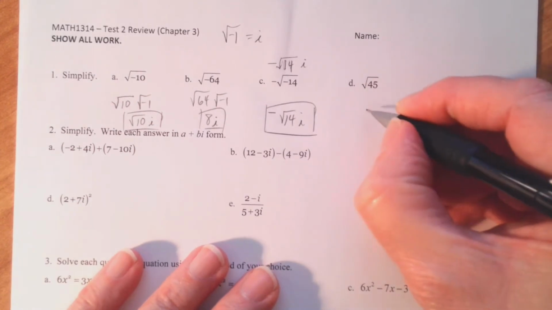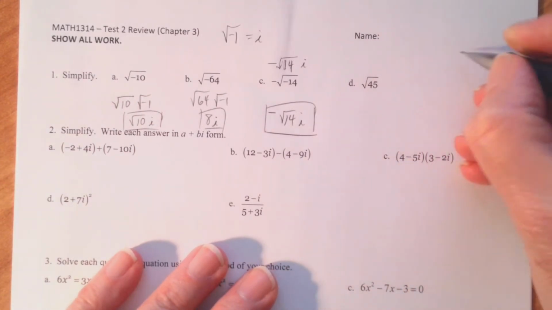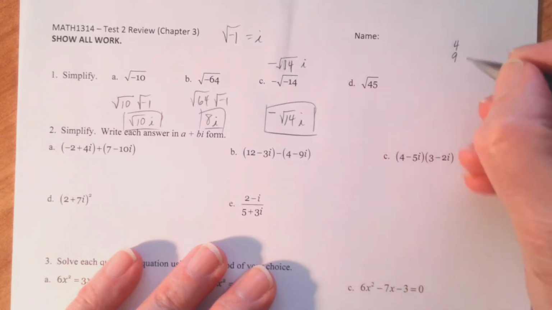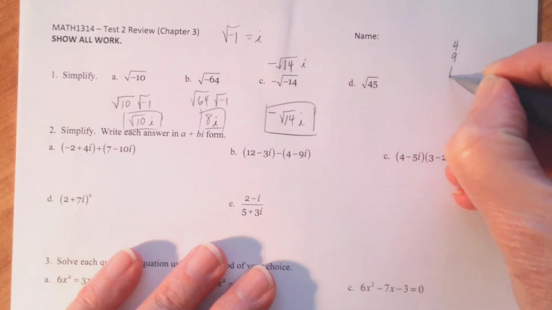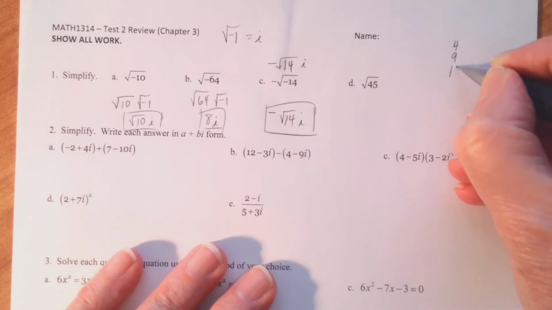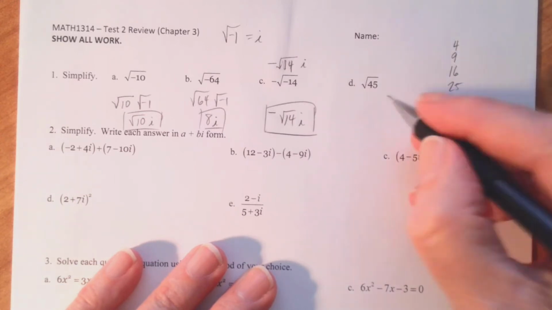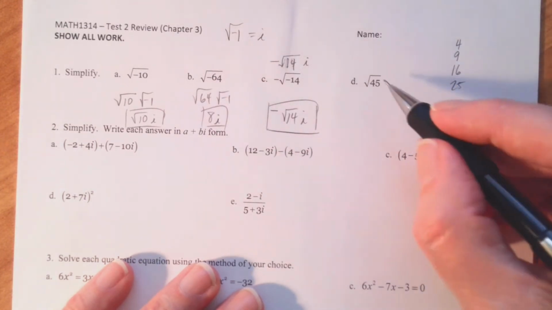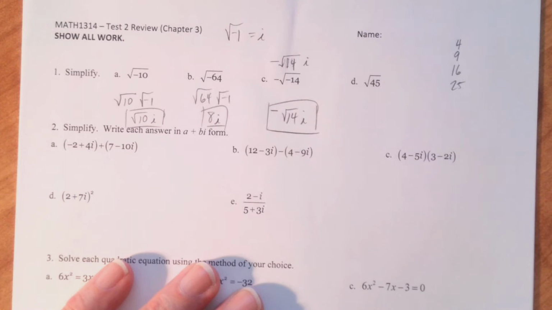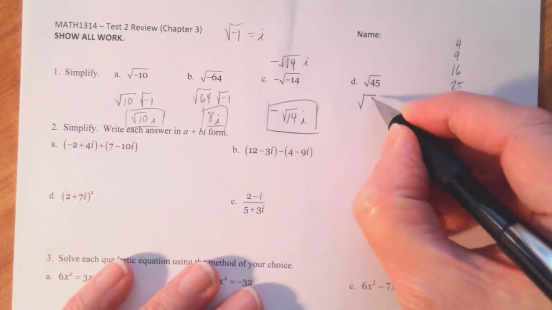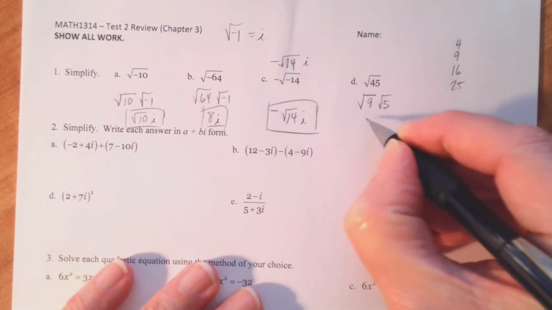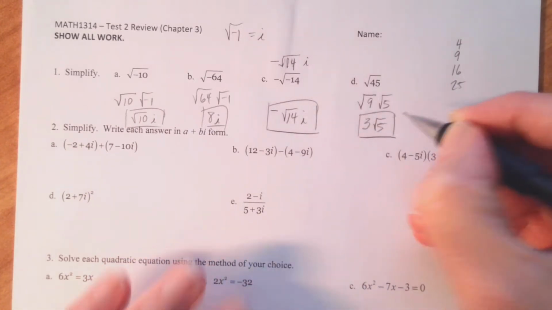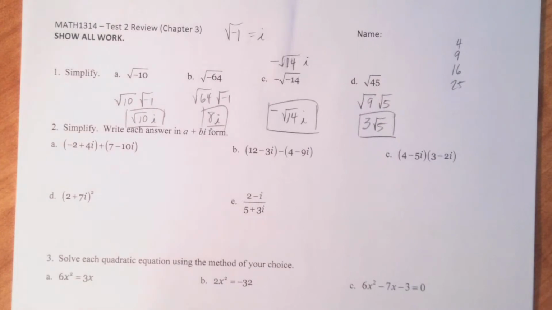On letter D, we know that if the radicand has a perfect square factor, let's see, 4, 9, 16, 25, other than 1, that we can simplify this. It's not considered simplified. So in this case, we could write this as the square root of 9 times the square root of 5, which is 3 square roots of 5. Number 2.